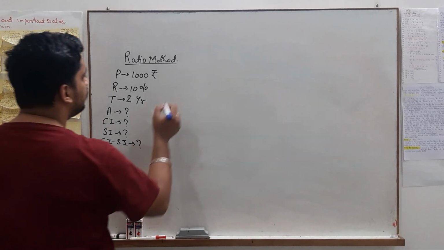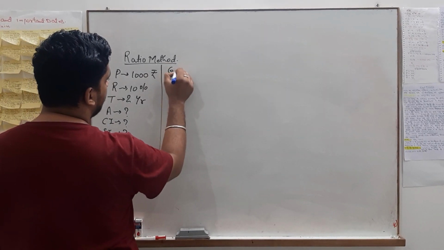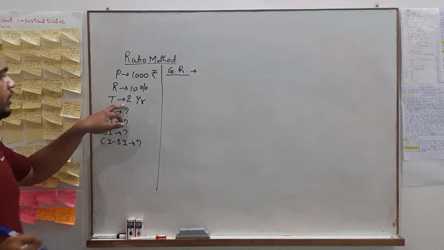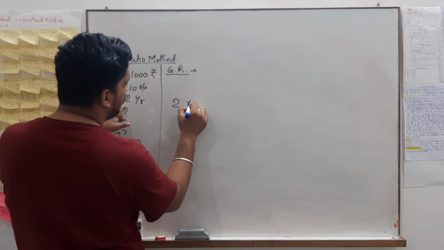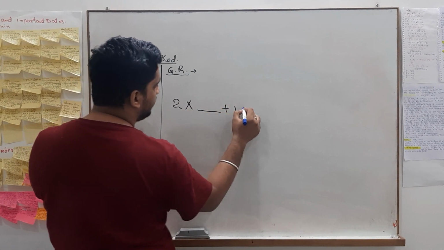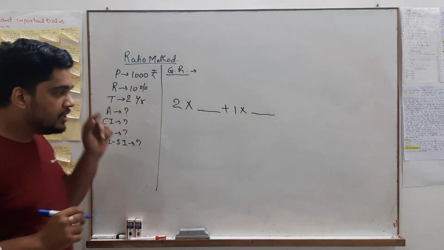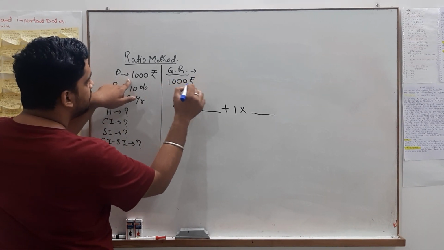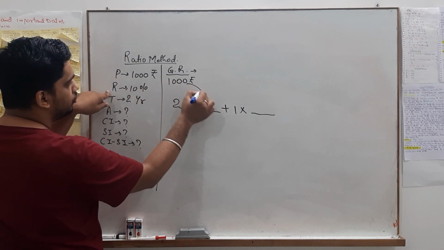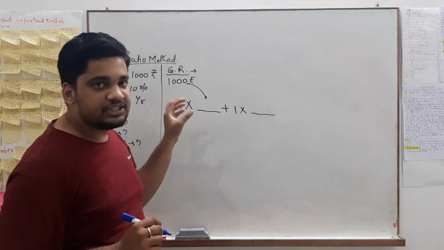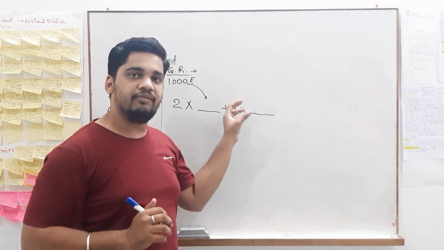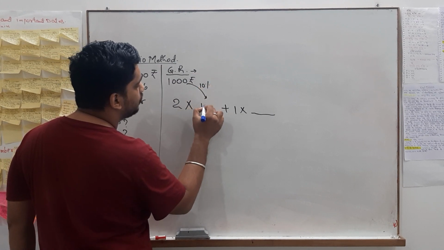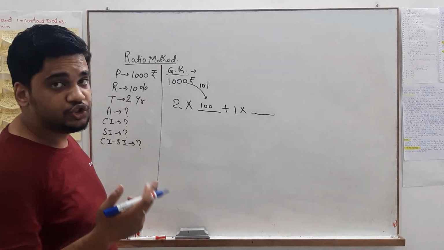So now by using the golden ratio method, first. The formula for 2 years is 2 into blank space plus 1 into blank space, right? So now principal is 1000 rupees. Rate is 10. The interest is always calculated on principal. So the 10% of this principal will be equal to 100, right?